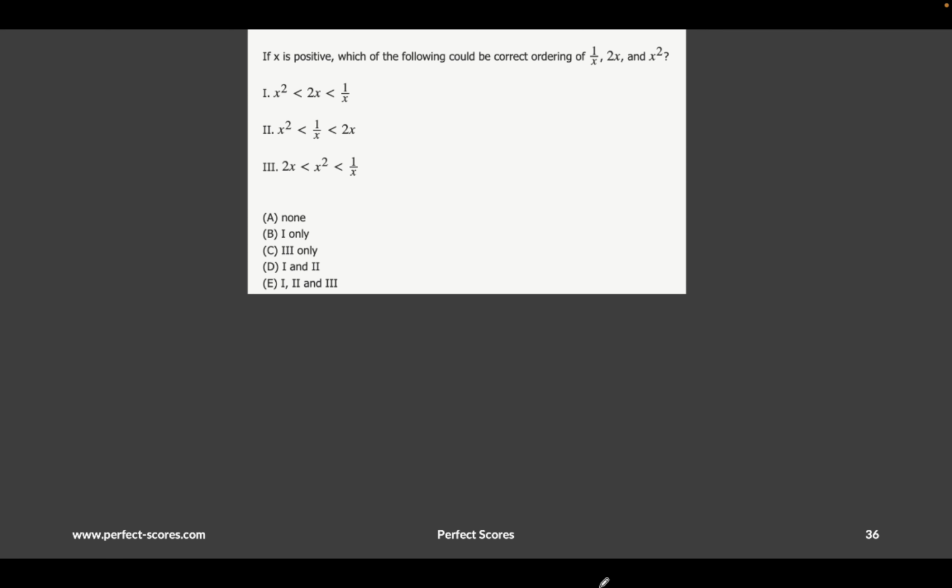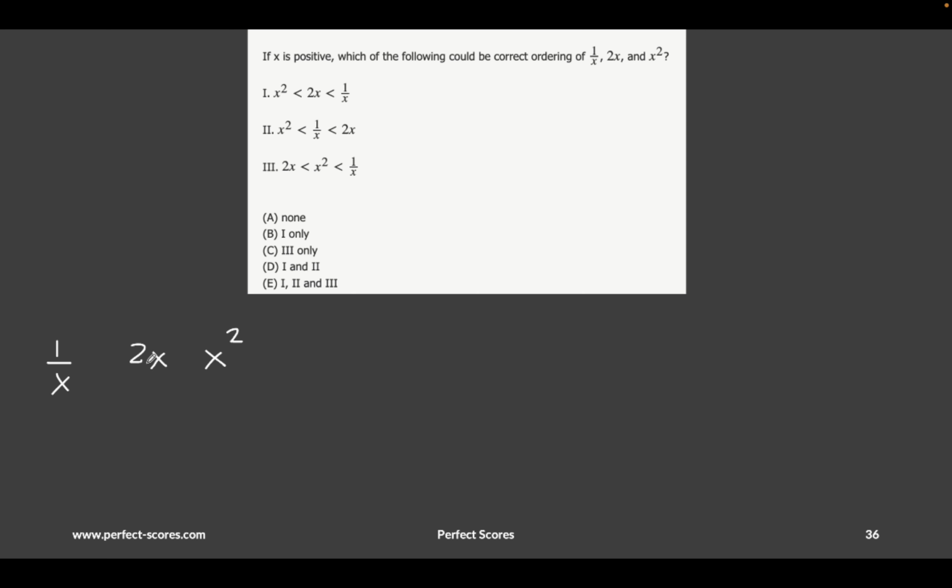So let's get the first one here. The first question says that if x is positive, which of the following could be the correct ordering of these numbers here? So how do we solve this problem? We've got 1 over x, 2x, and x squared. Which of the following could be the correct orderings?